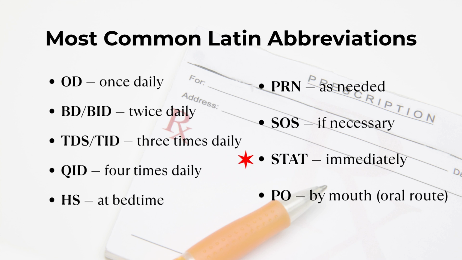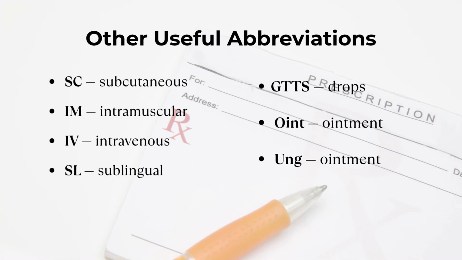STAT comes from statim, which means immediately. This is urgent, like for emergency injections. PO means per os, or by mouth. It's used for all oral medications. Besides frequency abbreviations, you'll also see short forms related to routes of administration and dosage forms. Let's go through them one by one.